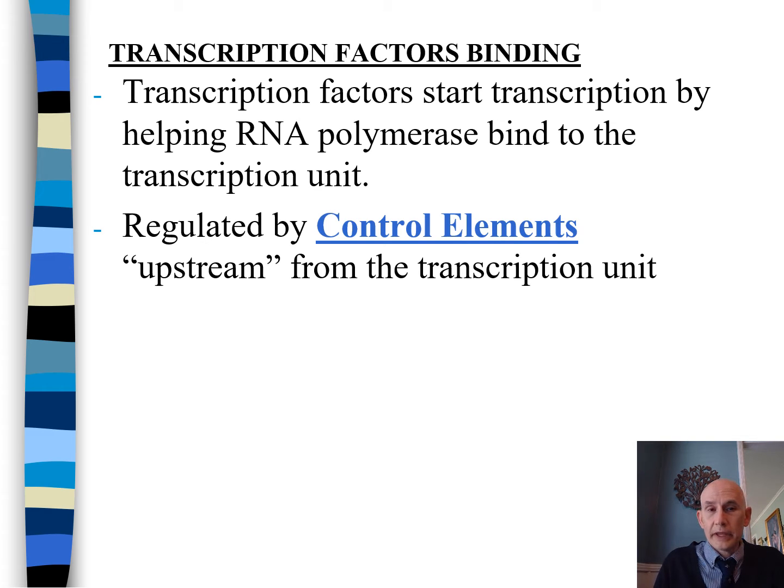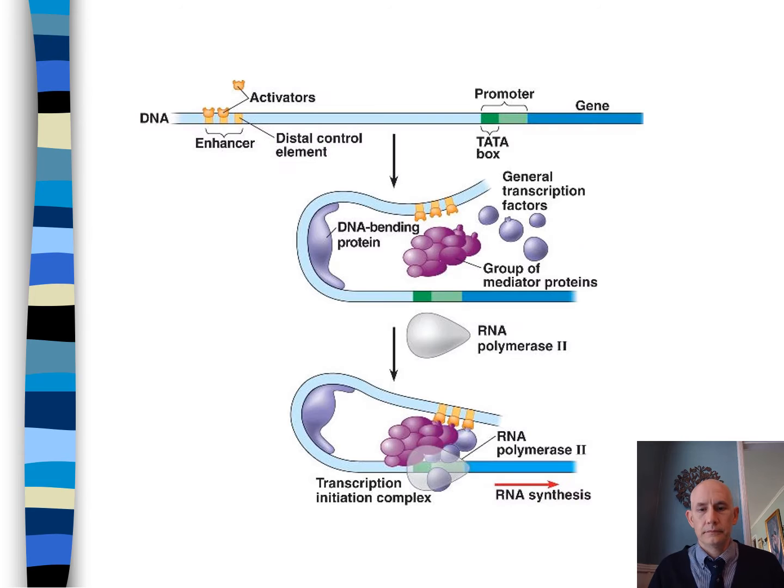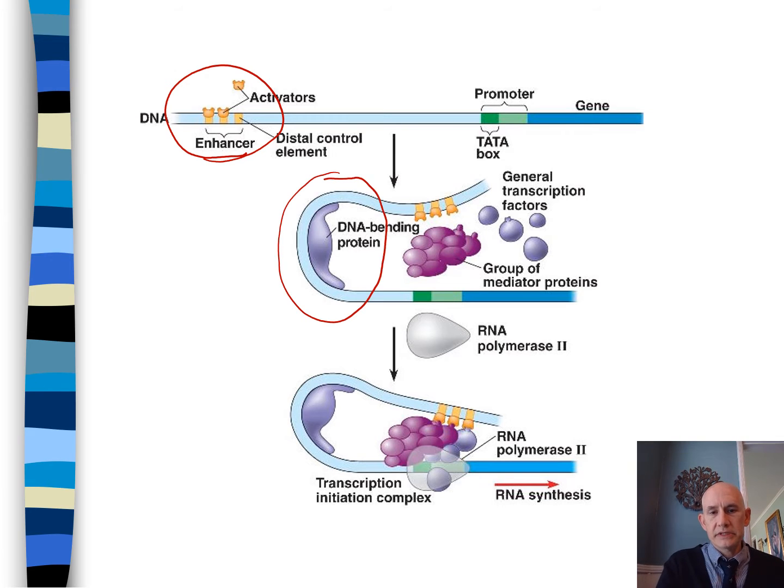So there are some control elements that are upstream from the transcription unit, and so you have enhancers that will bind and cause the DNA to bend, and that will guide in different transcription factors. We see in this slide that you have the enhancer region here, and when the activators bind, you have this DNA bending protein guiding our transcription factors in. They bind to the TATA box, then the RNA polymerase can bind, and then you can have transcription.